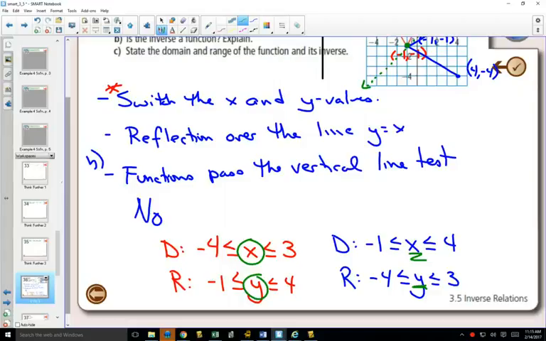So switching the x and the y values, it happens when we want to graph it. We can do it with individual points. It happens with the domain and range. We can just switch the x and the y values. And it's also the way that algebraically we find the equation. Step 1, you switch the x and the y values, and then solve for y.